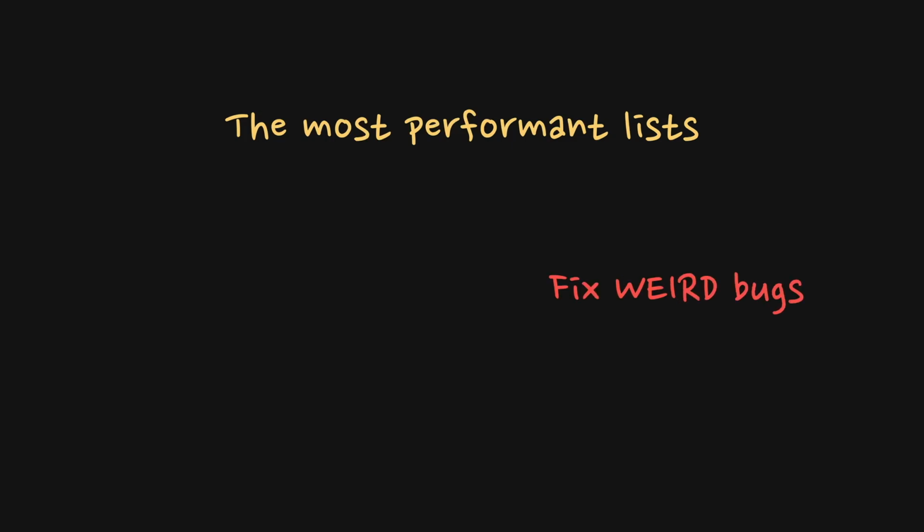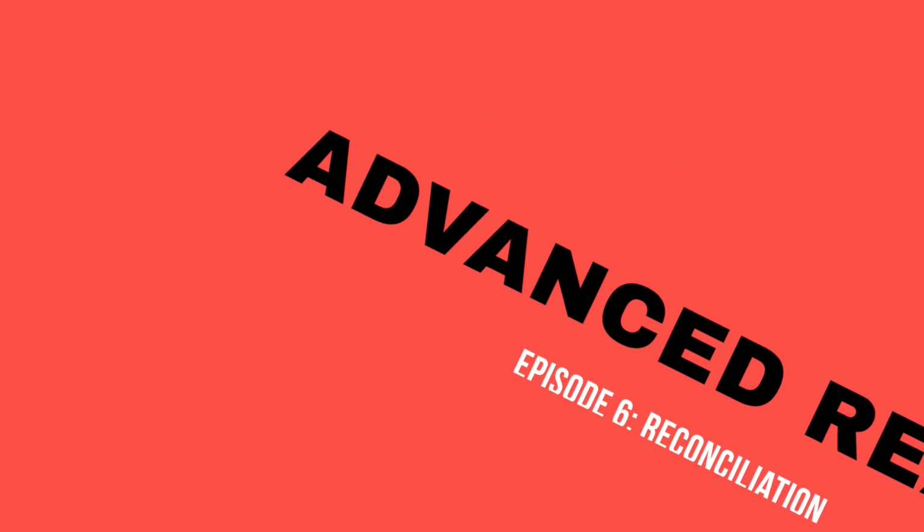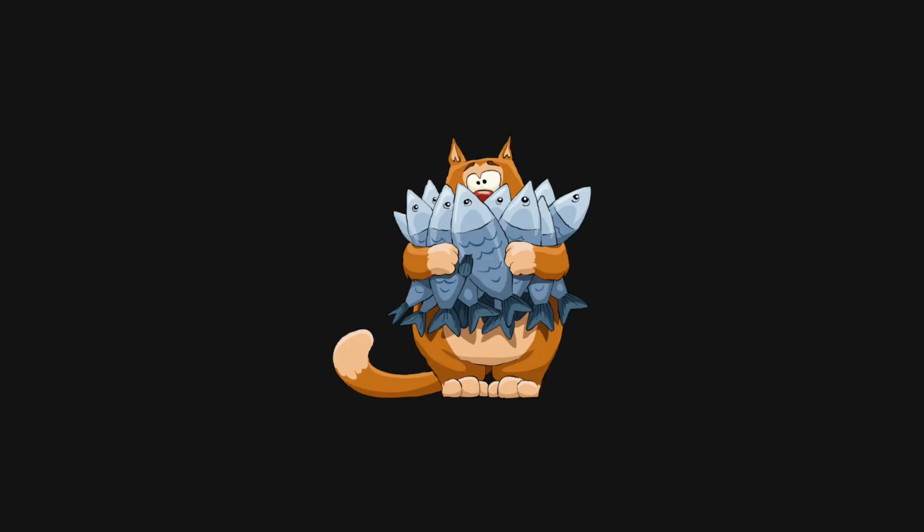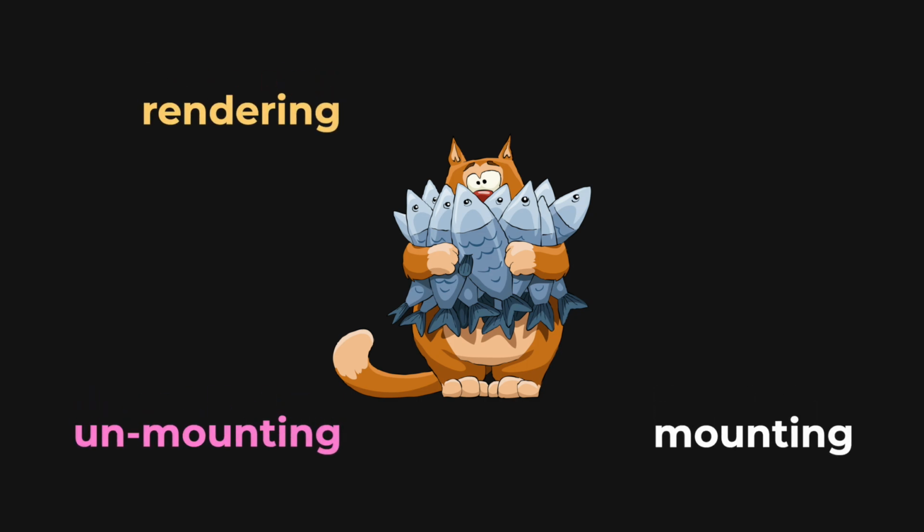How would you like to be able to write the most performant lists, fix weird bugs that no one else can, and avoid the biggest performance killer in React? All in one go. Welcome to the Advanced React course, episode 6. Today it's time to finally understand the whole picture of how React decides which components need to be rendered, removed, or added to the screen.